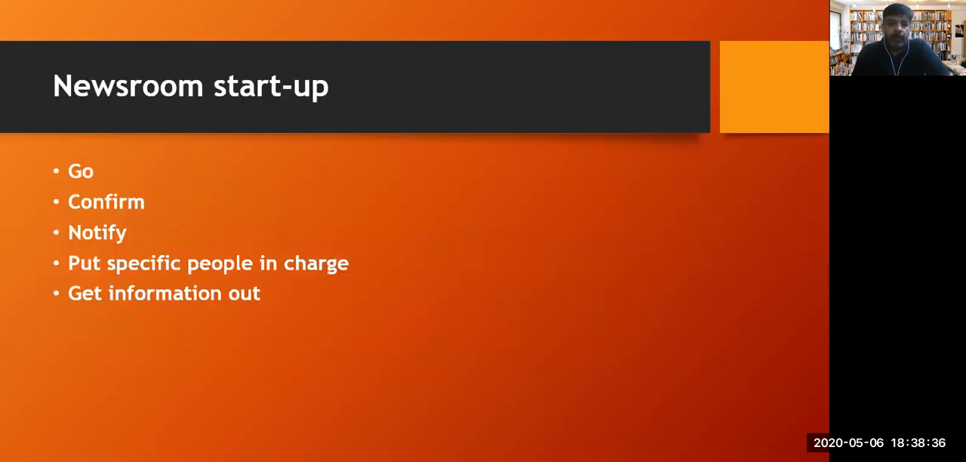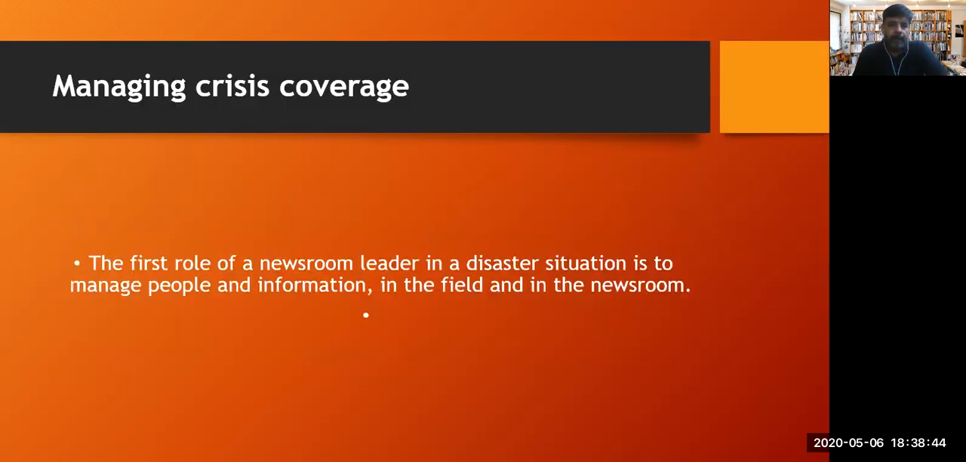So, newsroom startup, what you need to do: go, confirm, notify, put specific people in charge, get information out. How to manage crisis. The first role of a newsroom leader in a disaster situation is to manage people and information in the field and in the newsroom. Because when a disaster strikes, you need to manage your people in the field as well, and you need to manage information that is coming from the field.